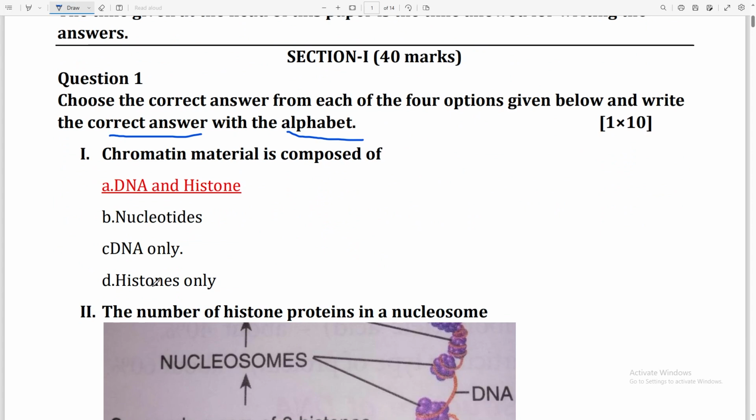Chromatin material is composed of, out of the 4 options, the correct option is DNA and histone. So what is the percentage of DNA? DNA is of 40% and histone is of 60%.